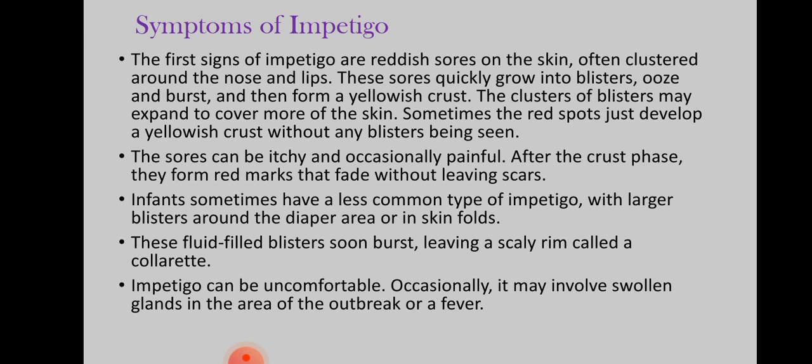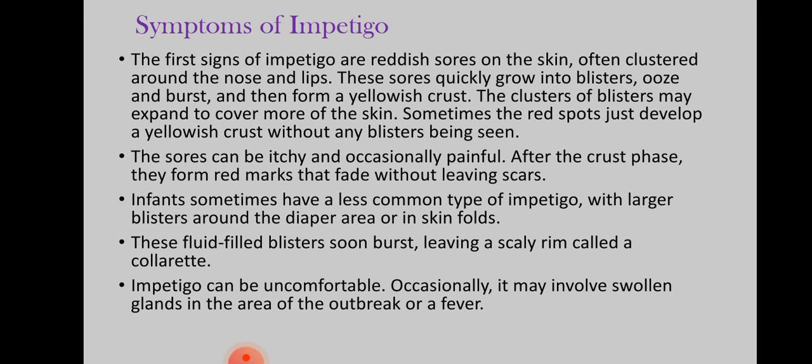The symptoms of impetigo. The first signs of impetigo are reddish sores on the skin, often clustered around the nose and lips. The sores quickly grow into blisters and burst and form a yellowish crust. The cluster of blisters may expand to cover more of the skin. Sometimes the red spots just develop a yellowish crust without any blisters being seen. The sores can be itchy and occasionally painful. After the crust phase, they form red marks that fade without leaving scars.